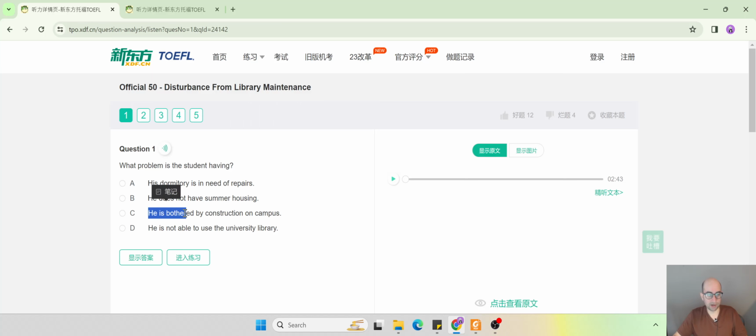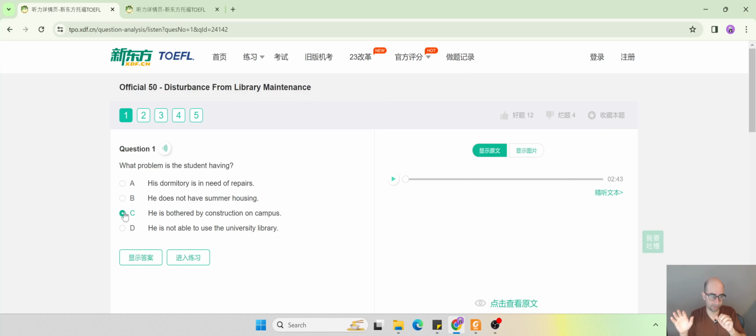So he is bothered, he is disturbed, right? It's synonymous: "by construction on campus." Yeah, he mentioned how there's dust entering their windows, and there's a lot of noise. So yeah, he's bothered, he's disturbed by the construction. And there you go. You would pick C. That would be the right answer and you would move on.